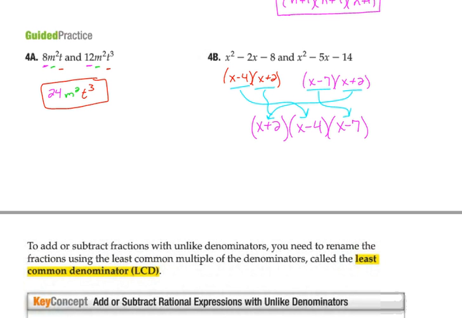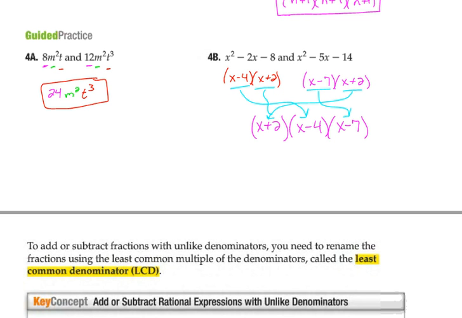Okay, looking at 4a, again, going straight for those coefficients, 8 and 12. What is the smallest number that they're both divisible by? 24. Then looking at the exponents, what's the biggest degree of exponents that we have to cover? Well, just 2, because they both have an n squared in common. Looking at the t's, what's the biggest exponent that we have to cover? t to the third. So that's going to be our least common multiple.